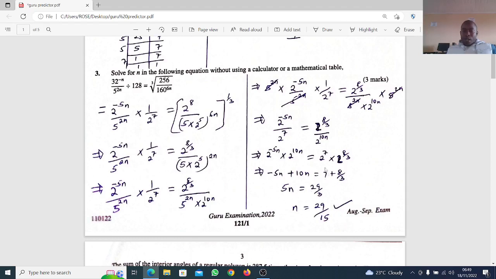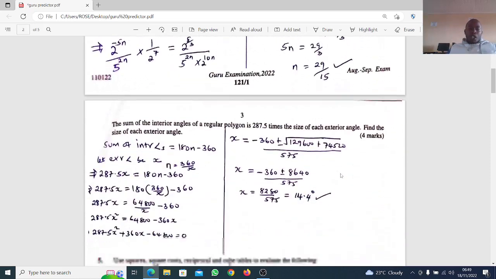5n equals to, we add this, you get 29 over 3. So that n, we divide by 5 all through. This is the same as 3 times 5, which gives you 15. It will be equal to, both sides times 1 over 5, all through, all the two sides. So it gives n as 29 over 15.